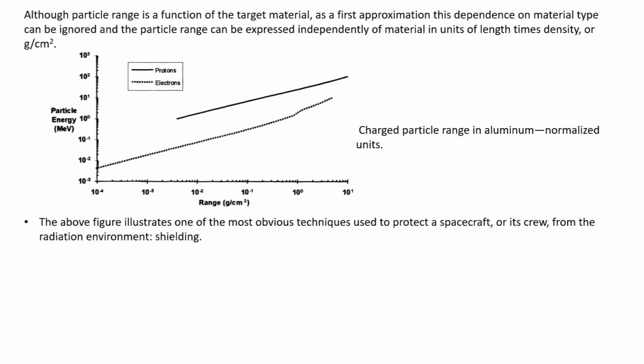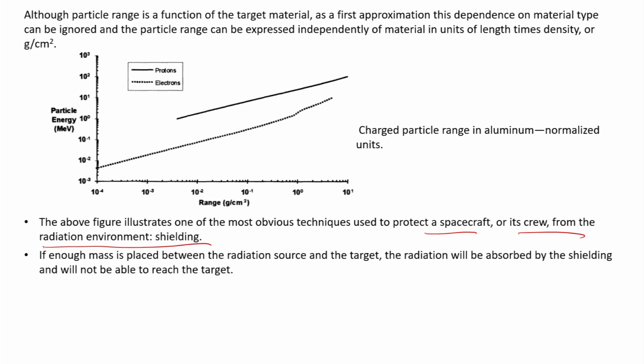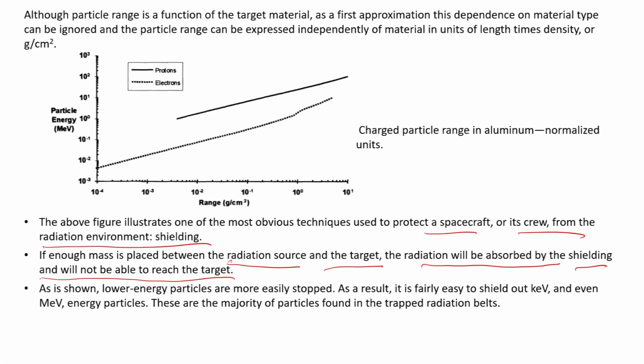This figure illustrates one of the most obvious techniques used to protect a spacecraft or its crew from the radiation environment: shielding. If you put enough mass between the radiation source and the target, the radiation will be absorbed by the shielding and will not be able to reach the target. So, radiation shielding means material is used to absorb the radiation before it can reach the target. Here it is shown that lower energy particles are more easily stopped.